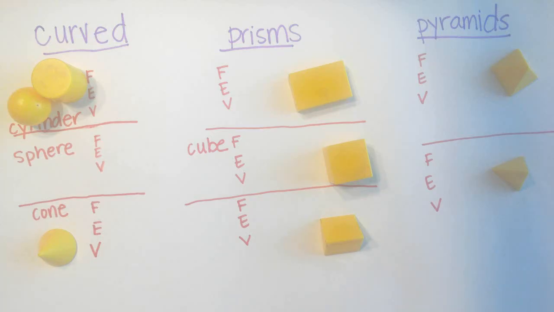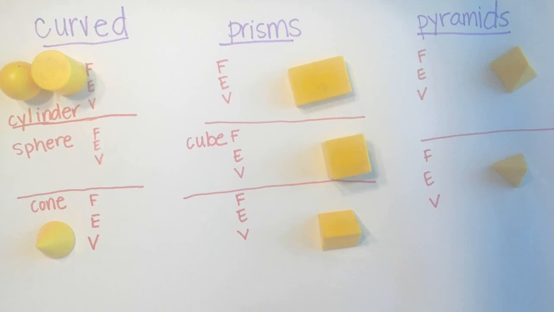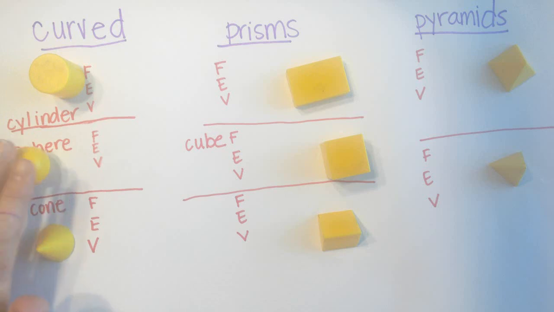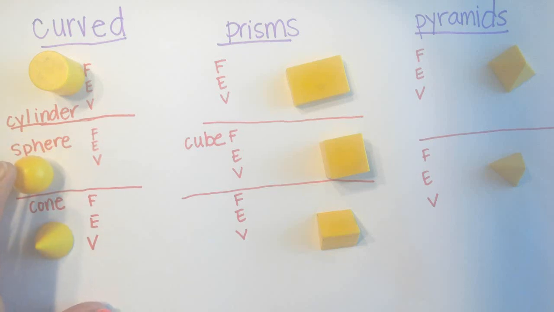Hi guys, I want to come and talk to you about our 3D shapes that we've been learning about last week and that your assignments are about this week. We have 3 different categories: curve shapes, prisms, and pyramids. The curve shapes are the ones that have curves, they're rounded, and you should recognize those from last year, hopefully.